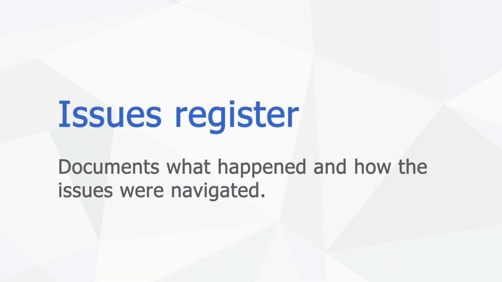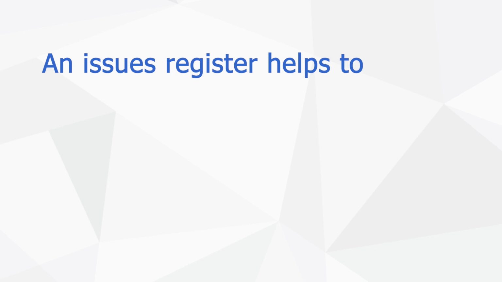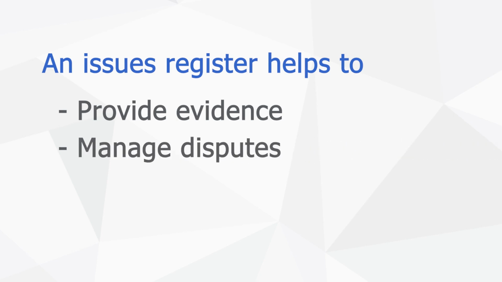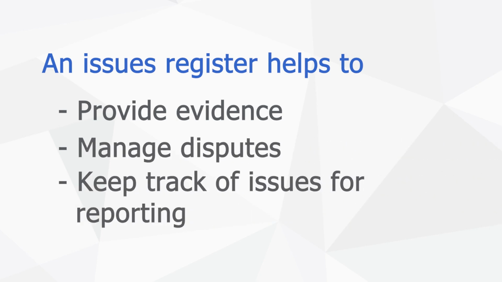For negative risks in particular, it is important to document what happened and how the issues were navigated to keep the project on track, and this should be documented in something called an issues register. An issues register provides essential evidence if you have to defend yourself or the project if it fails or if there are disputes. The register is also useful to keep track of how and why the project may have needed to change, which can be important for milestone or interim reporting.